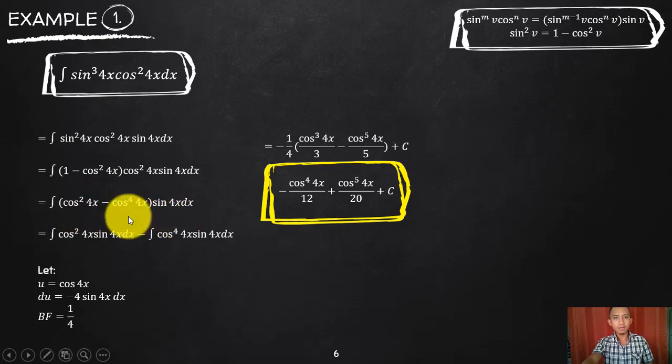What is the derivative of cosine? It's negative sine. And there is a missing part here. So let me first distribute. Integral of cosine squared 4x sine x dx minus integral of cosine raised to 4 of 4x sine 4x dx. I will just distribute the derivative and the integral.